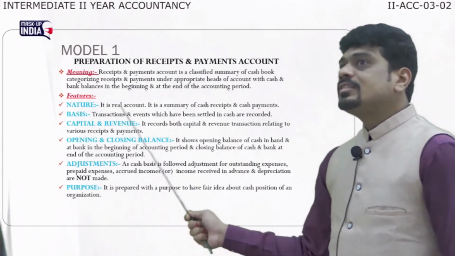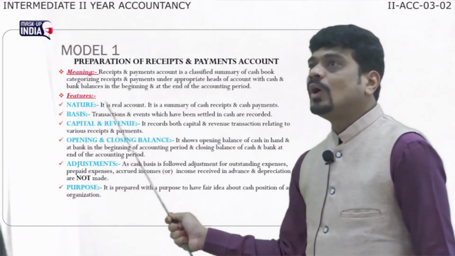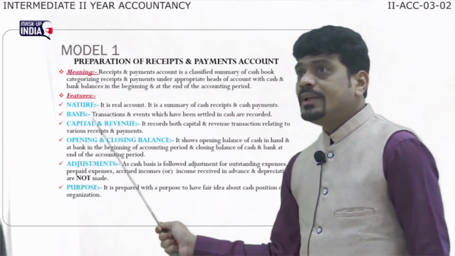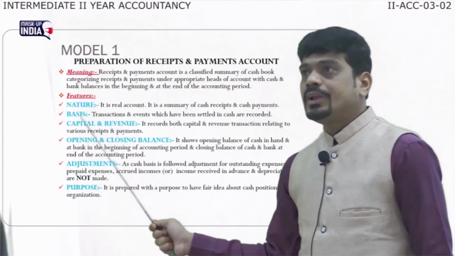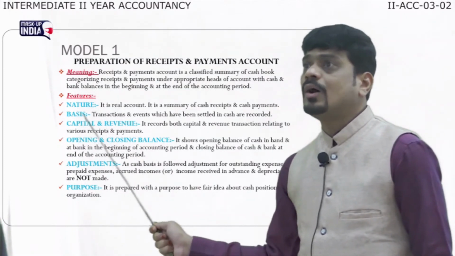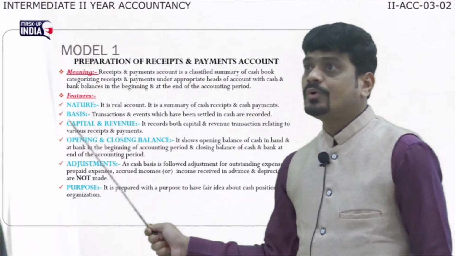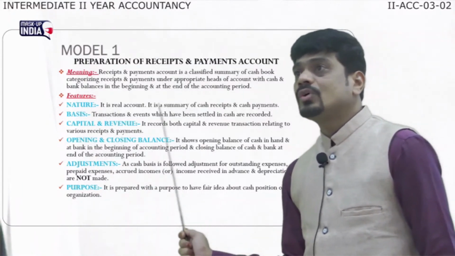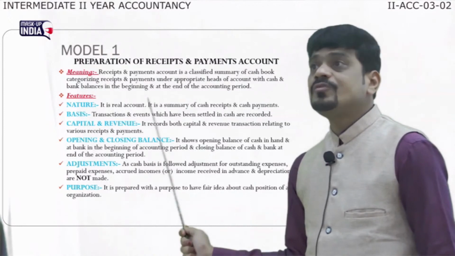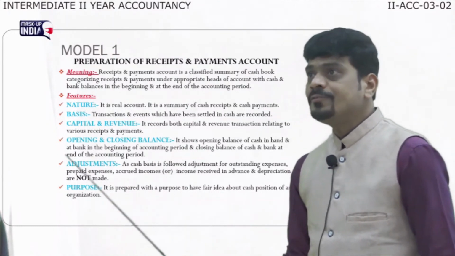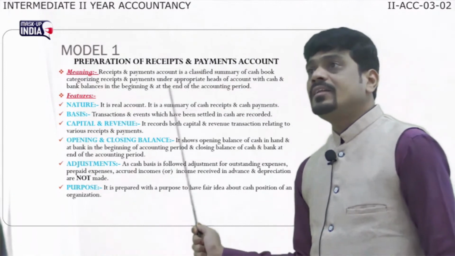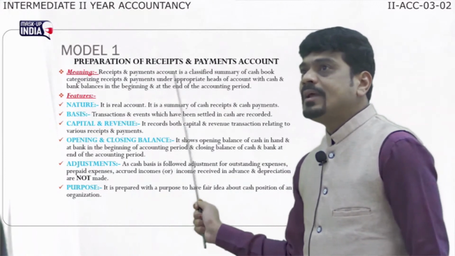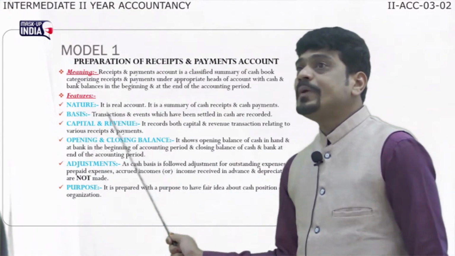Then second is the basis. On what basis are we going to prepare the receipts and payments account? Dear students, you know there are three bases of accounting. The first basis is called cash basis of accounting, the second is called accrual basis of accounting, and the third is called hybrid or mixed basis, which we don't use. We generally follow the first one called cash basis and the second one called accrual basis. So while preparing receipts and payments account, we follow cash basis of accounting.